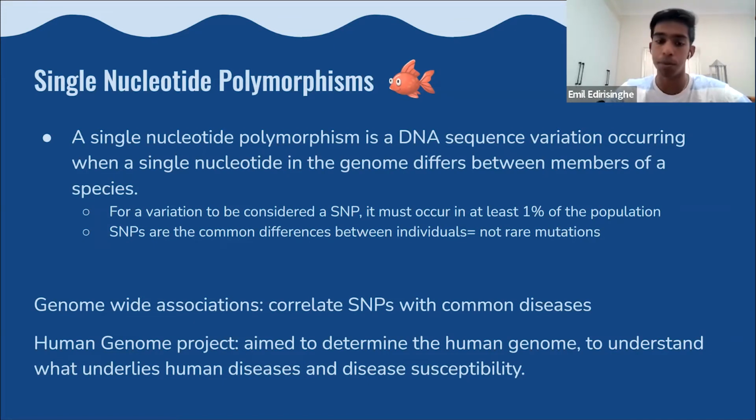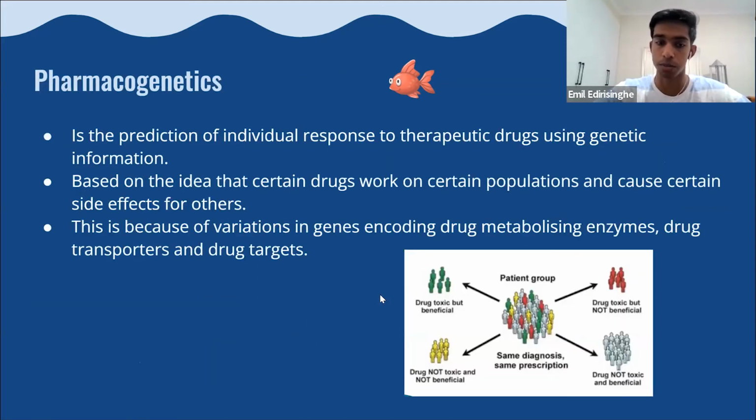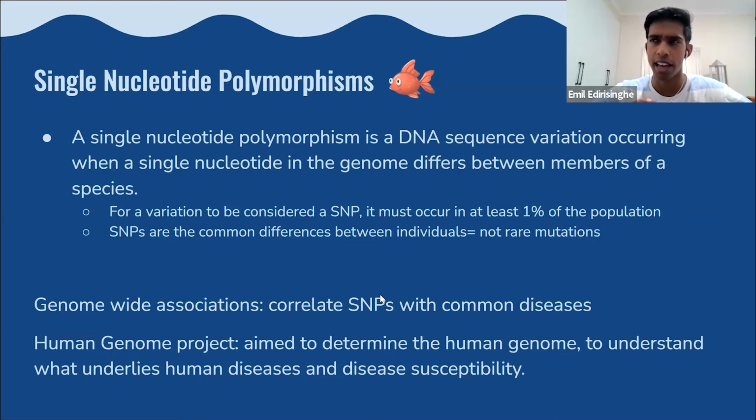For example, one change in a nucleotide sequence could make someone more prone to getting diabetes or having insulin resistance or something like that. The Human Genome Project was a project that went for, I think, 15 years or something like that, and it was aimed to determine the entire human genome and get an idea of what the entire human genome looked like.